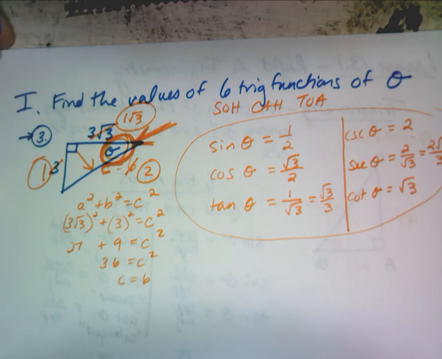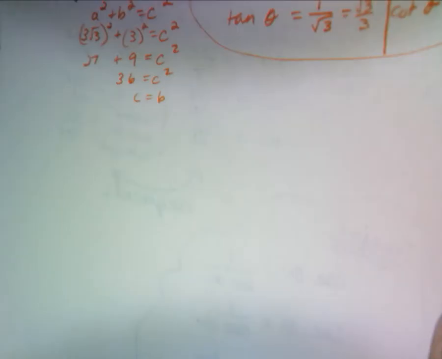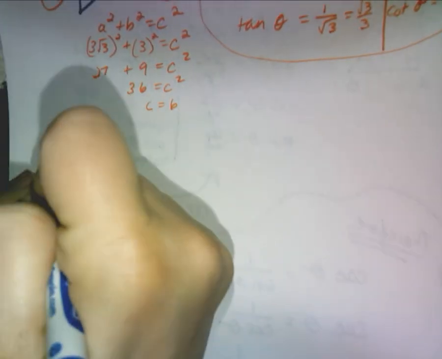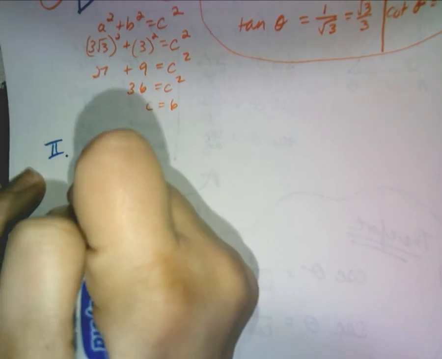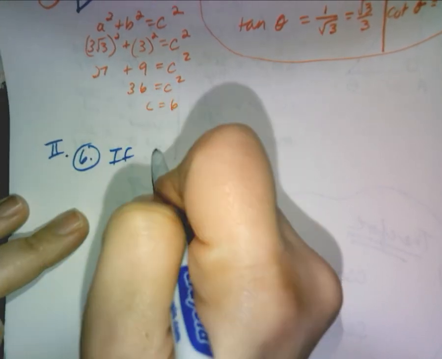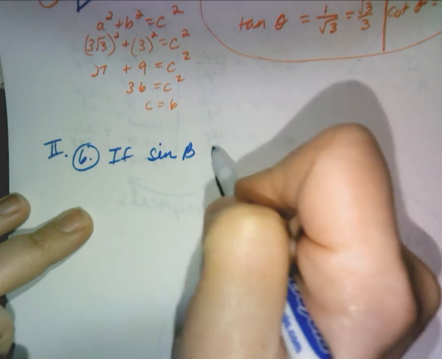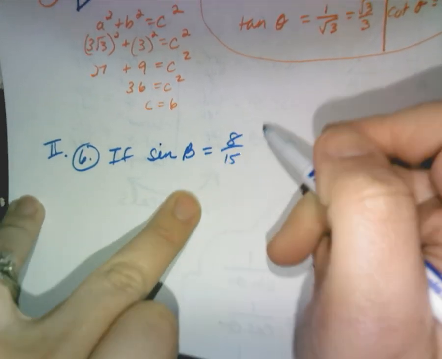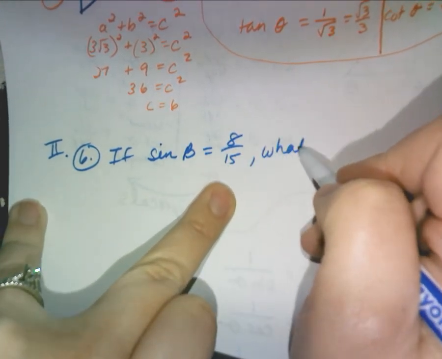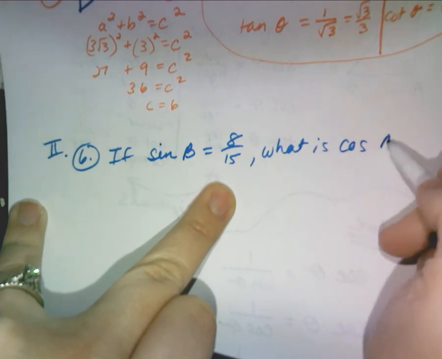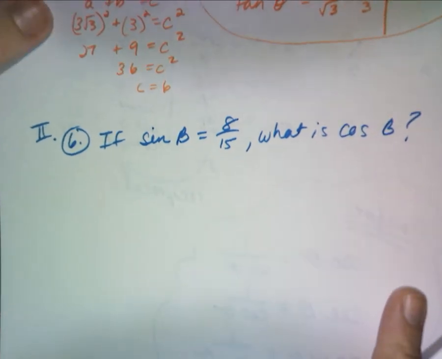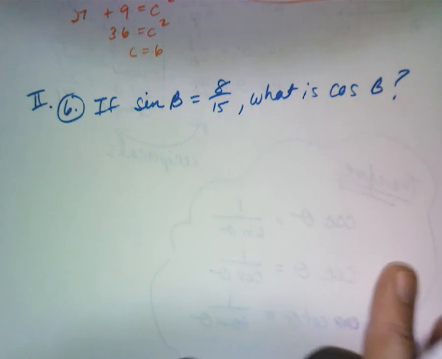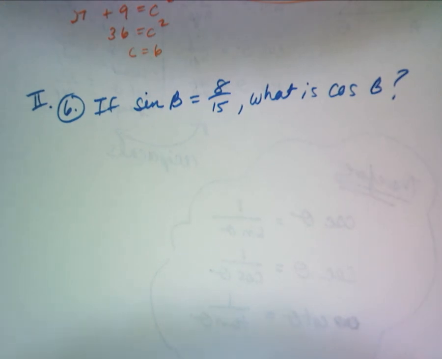All right, then questions 4, 5, and 6 are going to do the following. And I'm actually going to do number 6 for you. If the sine of B is 8 over 15, what is the cosine of B? 4, 5, and 6 are going to do stuff like this. If the tan of A is 1 over 2, what is the secant? You know, they're going to ask you those weird ones. You're like, man, I know the reciprocal to that, but I don't know cosine.